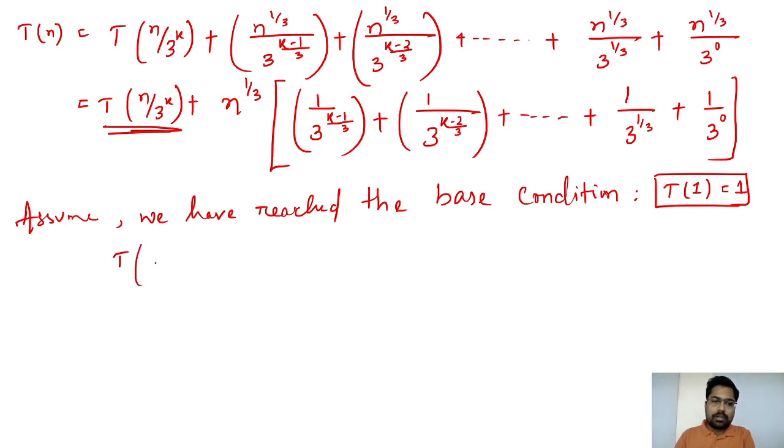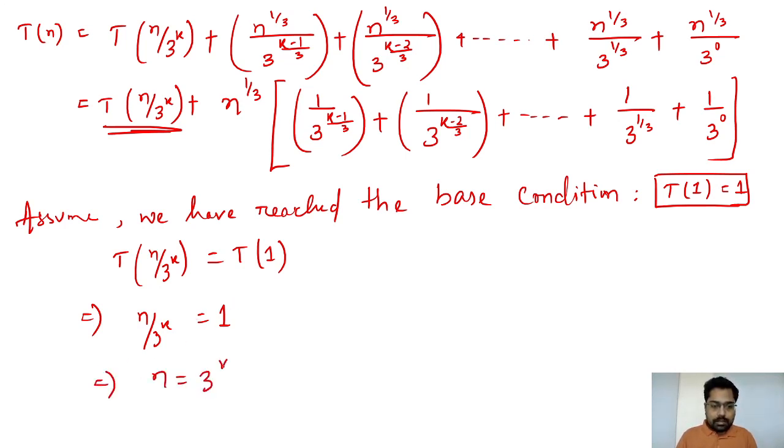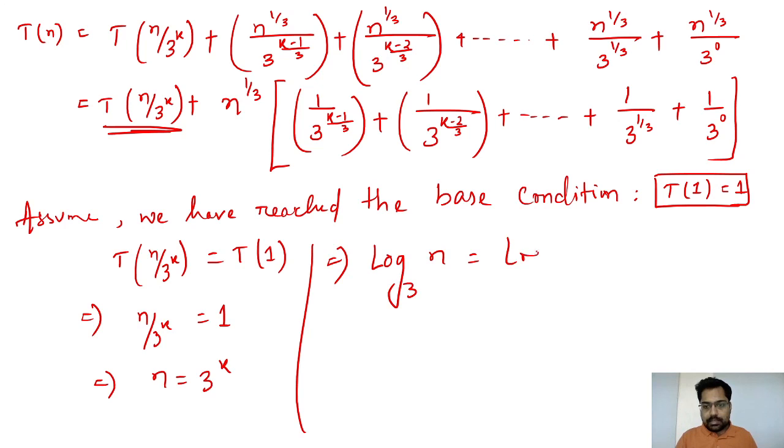This function is n by 3 to the power k, equivalent to T of 1. Clear? Next, the cost here will be equal. Without the function, the cost could not be equal directly. Next, n equal to 3 to the power k. To find the value of k, we are taking a log on both sides with base 3. If I take base 3, then I can say 3 to the power k, and then only the k value we can easily find out, because log 3 base 3 will be 1.